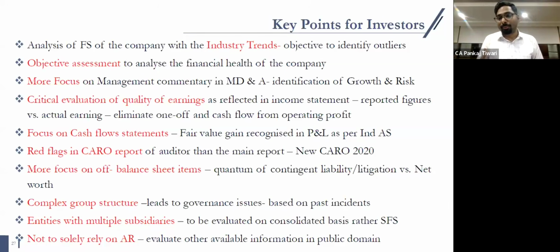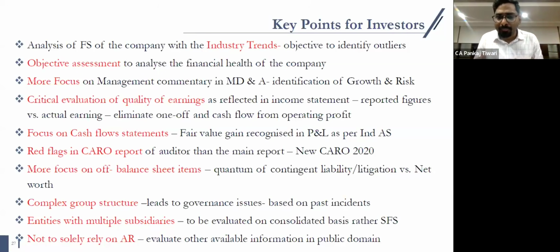As I said, focus on the cash flows. Cash flows are the most important statement in any annual report. Red flags in the CARO report. Whenever you read any annual report, don't read the main auditor's report. Just glance through it. Go to CARO, you will get more information or more insights into the company. As I said, focus on off-balance sheet items, the contingent liability, the litigation which I spoke about. If you have a complex group structure, then you will have a lot of governance issues. So if an entity you are looking at has a very complex group structure, where there is a subsidiary, then a step-down subsidiary, then some other structure, then an overseas subsidiary.